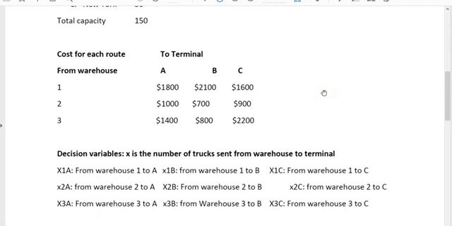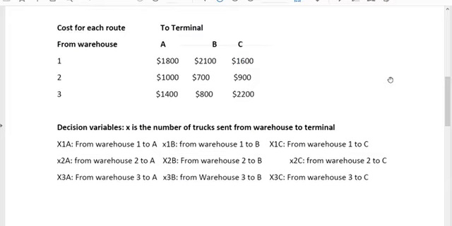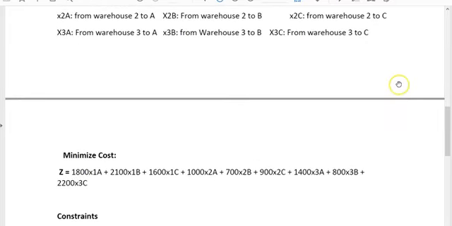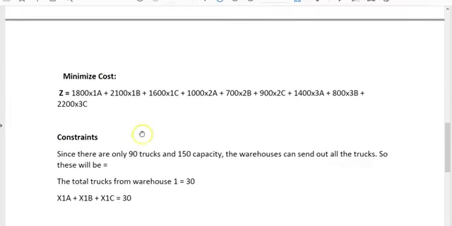Okay, so our decision variables are the number of trucks sent from warehouse to terminal. So we have 1 to A, 1 to B, 1 to C, 2A, 2B, 2C, 3A, 3B, 3C. Okay, x is the number of trucks sent. Okay, here's our minimum cost.